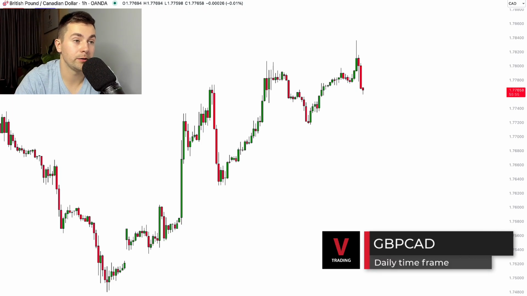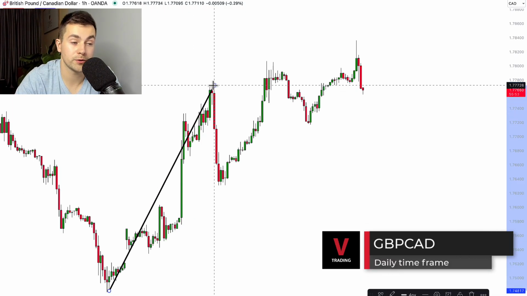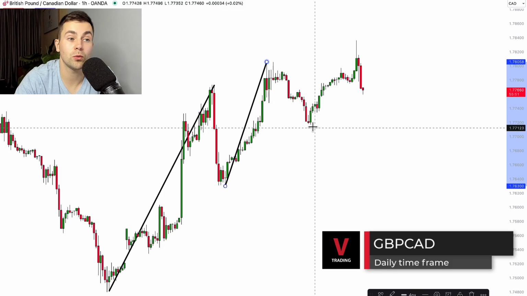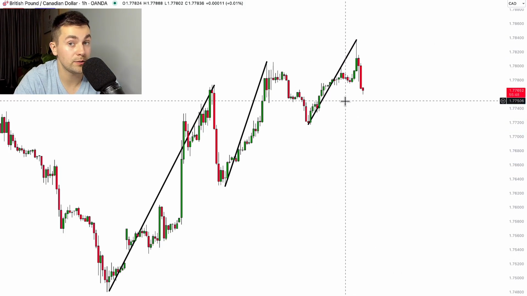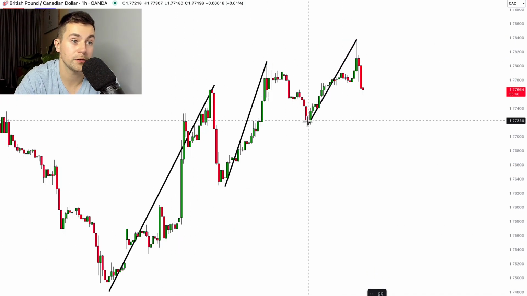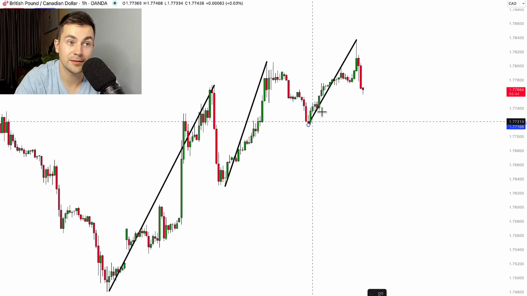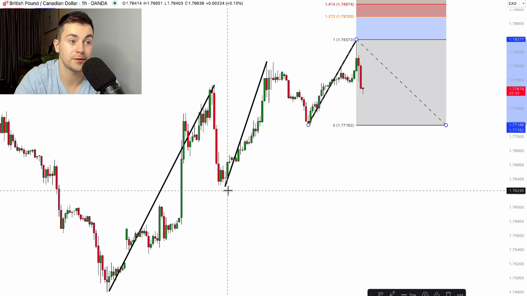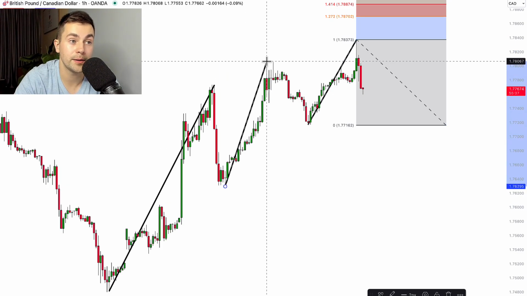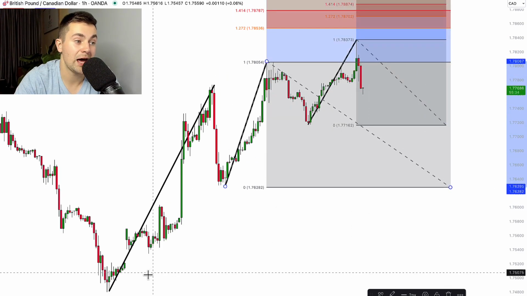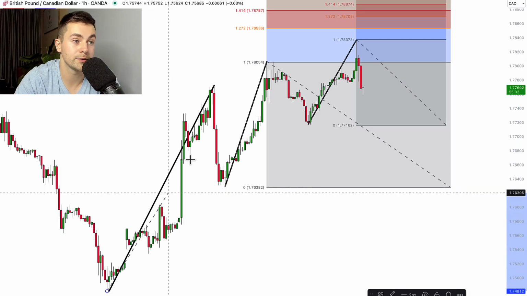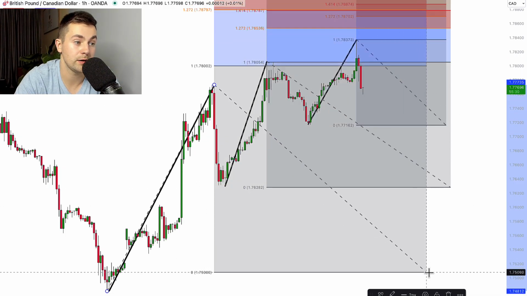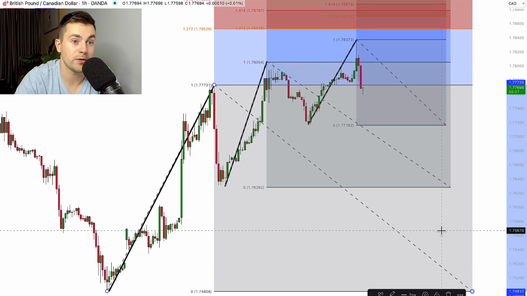You may also spot the confluence of multiple Fibonacci extension levels. Look at the pound cad pair. We have multiple strong bullish impulses right here, and based on all these bullish impulses we can draw the Fibonacci extension levels. First, let's take our last bullish impulse and draw the Fibonacci extension levels based on that. Then let's take our second bullish impulse and draw the Fibonacci levels, and then let's take our longest bullish impulse and draw the Fibonacci extension levels based on that as well.